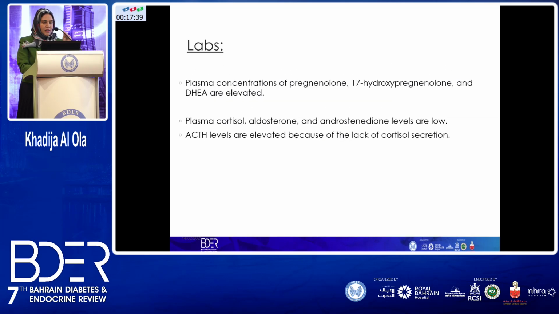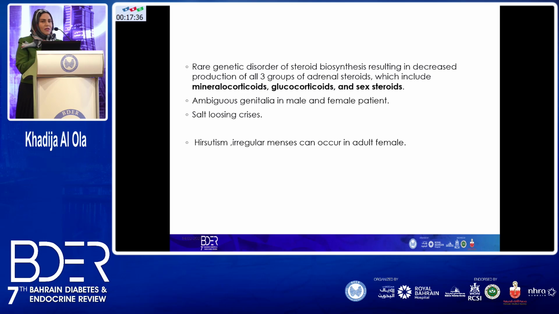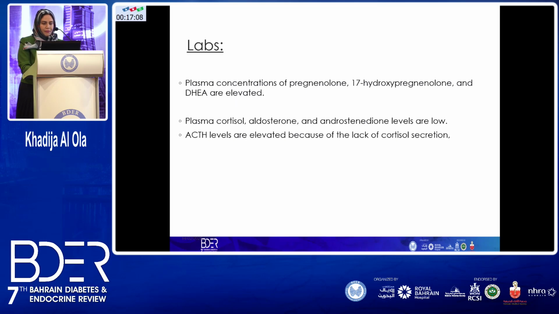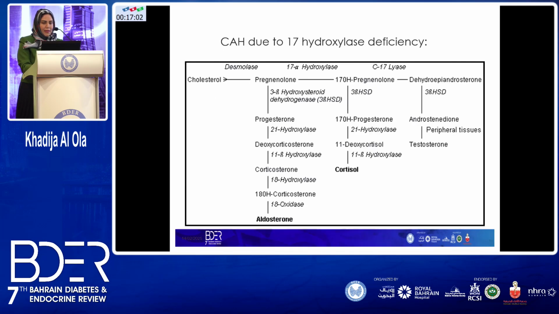Salt-losing crisis, okay. It can be missed because sometimes we see this pathway, but it is not 100%. Sometimes some diseases are just genetically diagnosed and the picture will not be full. Either there is a backdoor pathway for these hormones or it's a partial deficiency, not absolute. Not all pictures are as typical as the textbook. It can be missed in a female, who presents with hirsutism and irregular menses in adulthood. These are the labs. The last one is 17-hydroxylase deficiency, which is here.